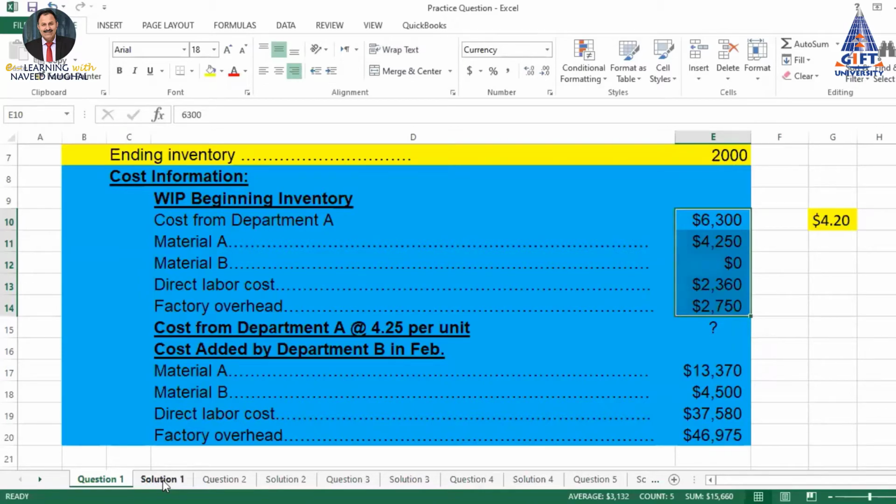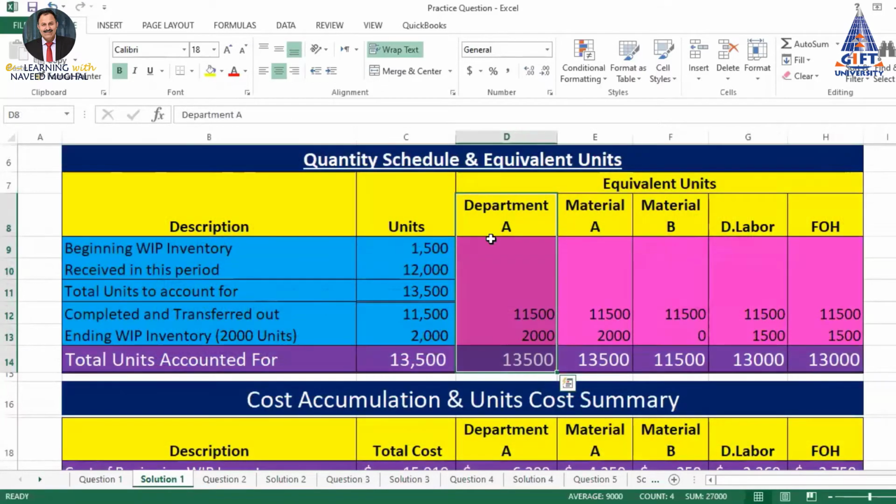Simple is the rule. So here I have 5 cost elements, that is department A, material A, material B, labor, and factory overhead. I will prepare 5 columns for that. So if I have 4, I will prepare 4 columns. If I have 3, I will prepare 3 columns. That's a very simple rule. And if you don't have a prior department, you have only the first department, you will skip that column. That is very simple. So a generic format can be used for every question in cost of production report.